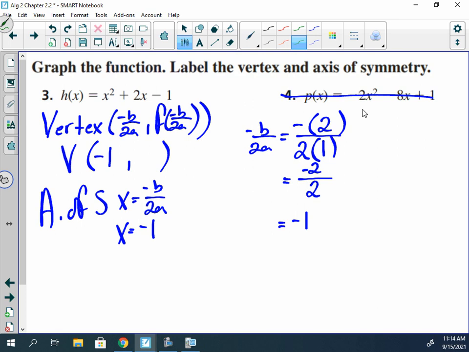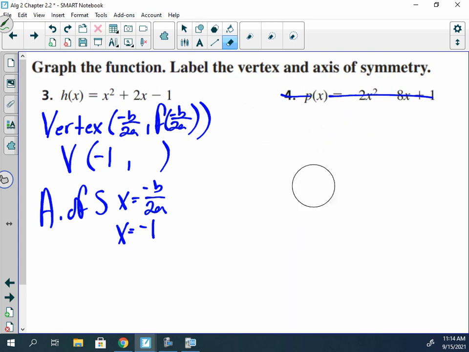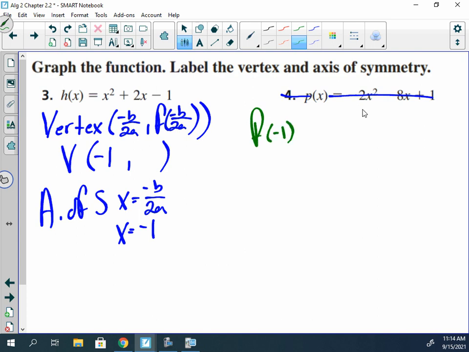Any questions on this here? So what's the only thing we're missing? The y value of the vertex, yes? And to get the y value of the vertex, what are we going to do? F of negative 1, or here it would be considered h of negative 1, but really we're just plugging it back into the function. So we'll plug it back in, so x squared, negative 1 squared, plus 2 times negative 1 minus 1.